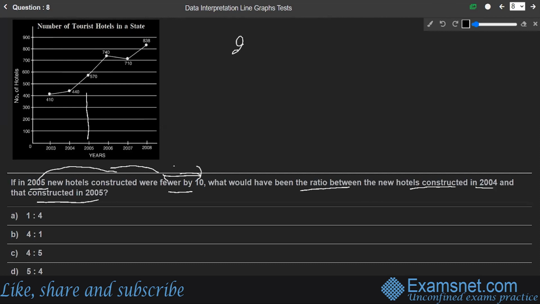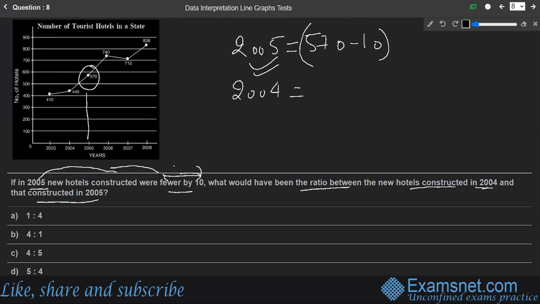So what is the new data for 2005? It has to be the older data minus 10. Older value is 570 minus 10. So this is the value that has to be used for 2005 now. What is the ratio between new hotels constructed in 2004 and that constructed in 2005? So let us find out the hotels in 2004 from the graph itself, which is 440.